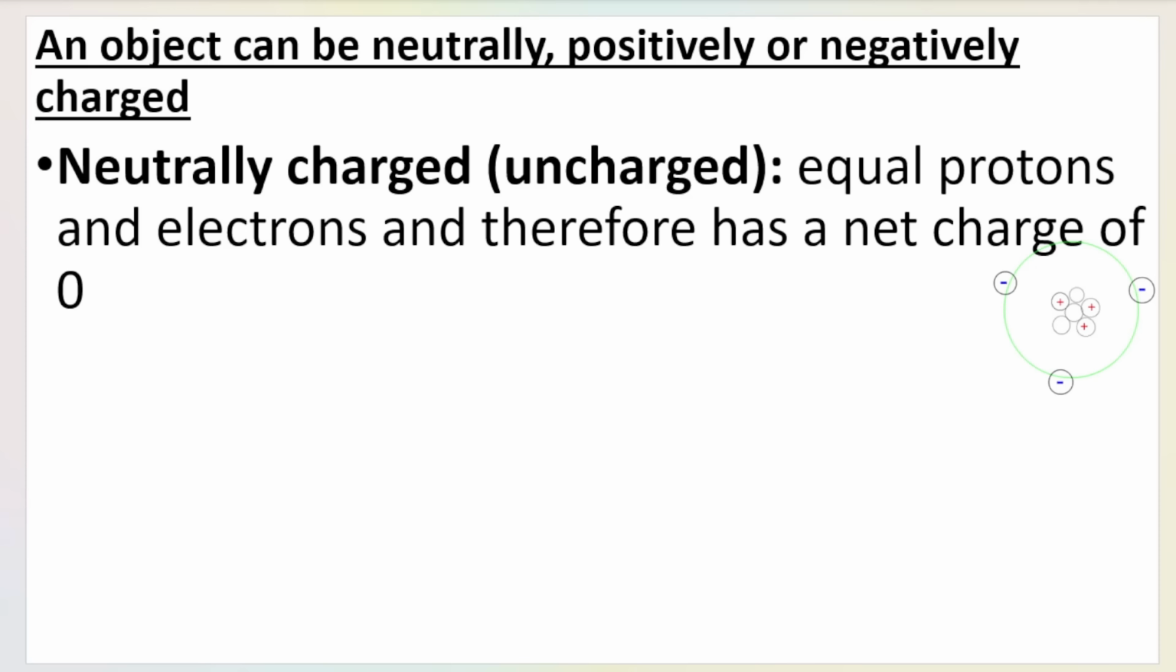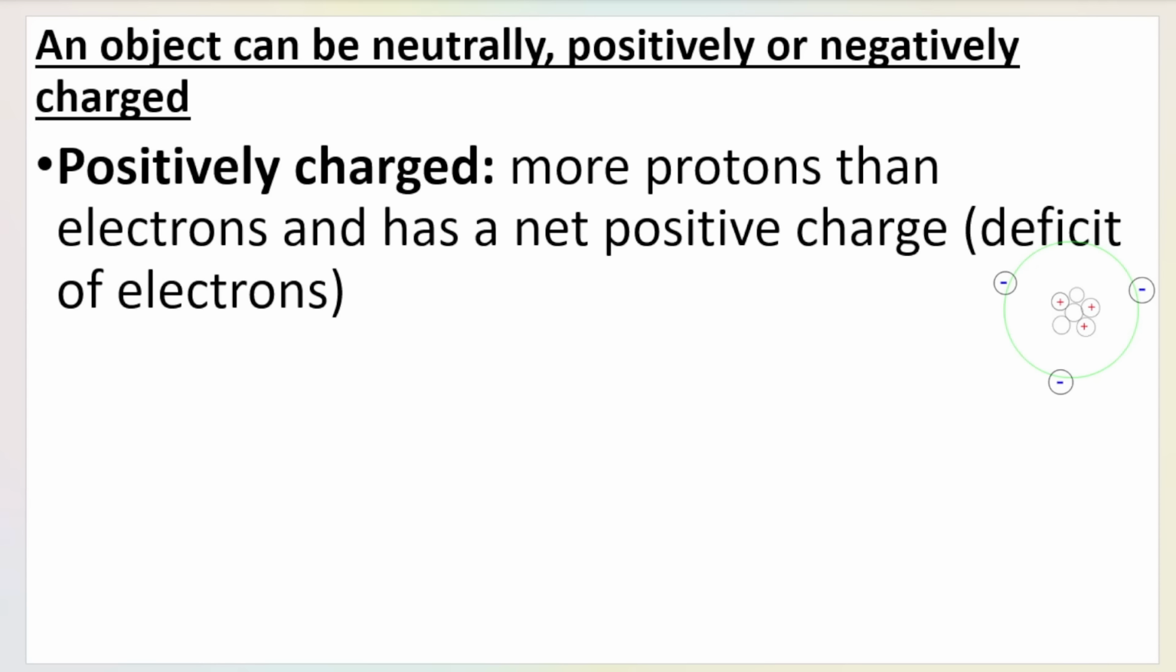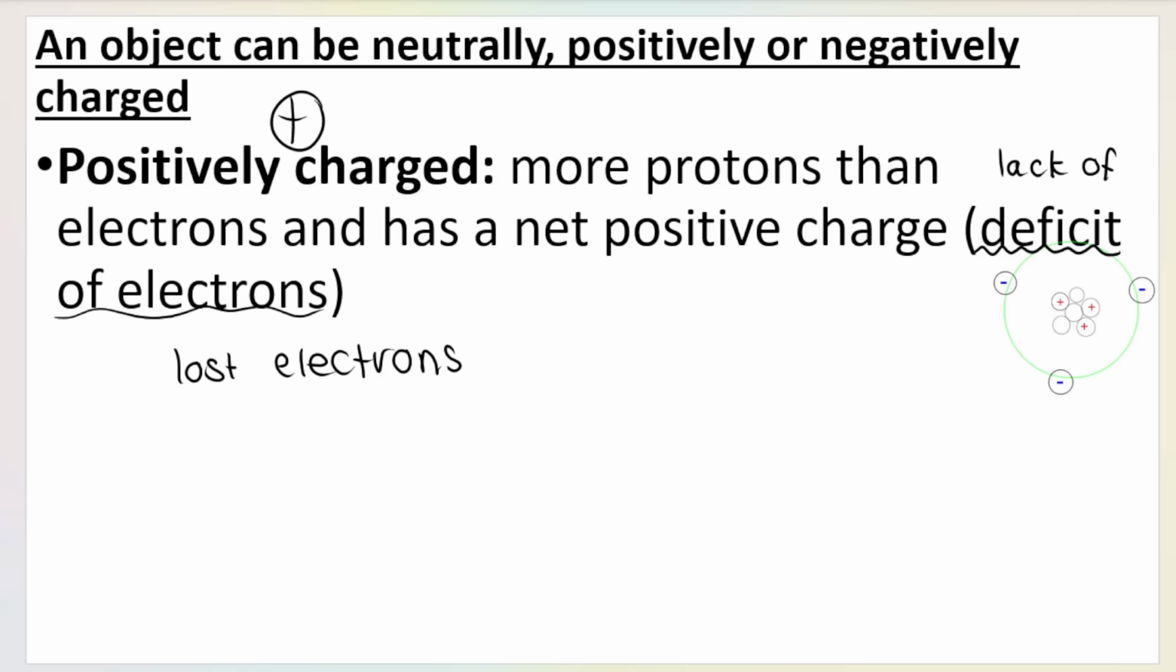They often ask you to describe what it means to be neutrally charged or uncharged, and that is what you will say. Positively charged objects have more protons than electrons. What's important to state is that they have a deficit of electrons. Deficit means a lack of electrons. They have lost electrons. They have fewer electrons than protons, and that's what makes them positively charged. Now remember, electrons are negative. So if you lose electrons, you're losing the negative stuff, leaving you positive.